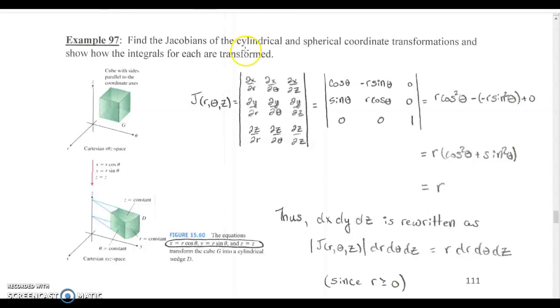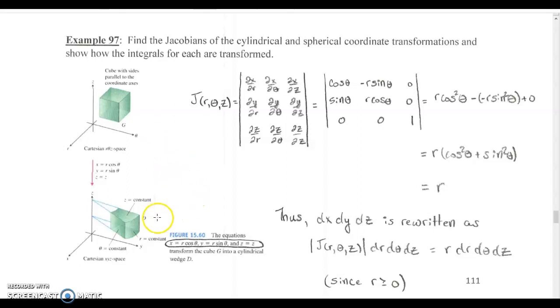We're on page 111, looking at example 97, and we're talking about substitutions in triple integrals, which is essentially a transformation of the triple integral. I'm going to show you how we transform an integral in the rectangular coordinate system into an integral in the cylindrical coordinate system.